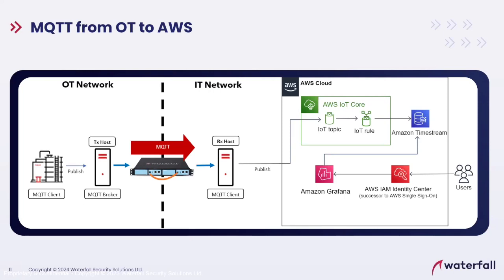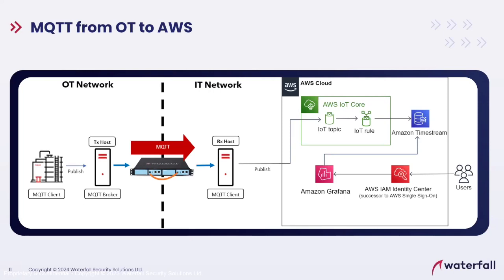The Waterfall software on the OT network acts as a native MQTT broker. It supports TLS encryption of the messages. It supports any type of certificates in a PEM format, so our customers can upload their own certificates, even if they're self-signed. And those messages are then replicated or moved unidirectionally to the IT side, to the receiving module, the RX module of Waterfall.